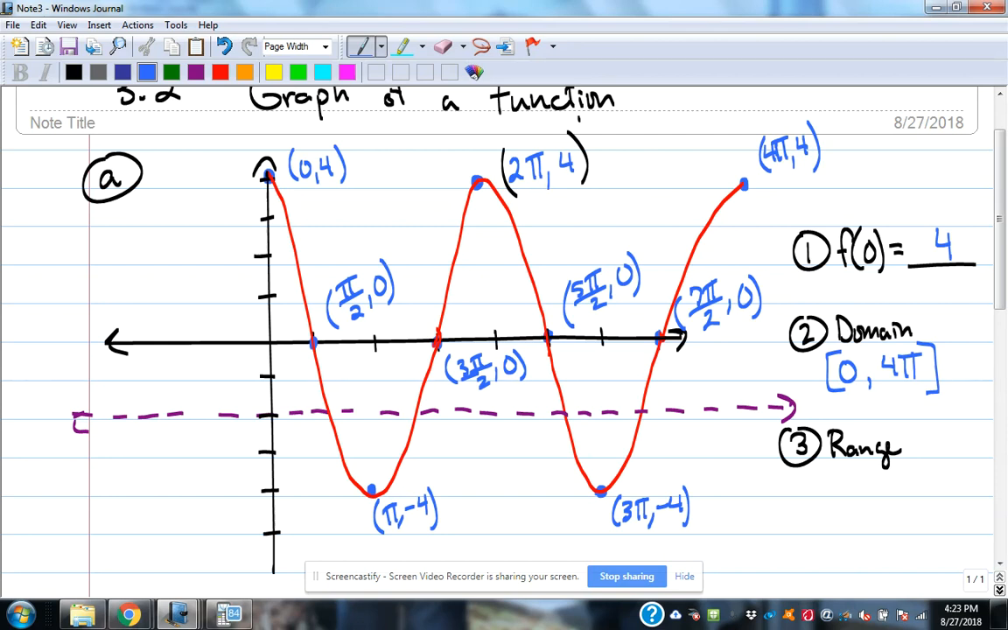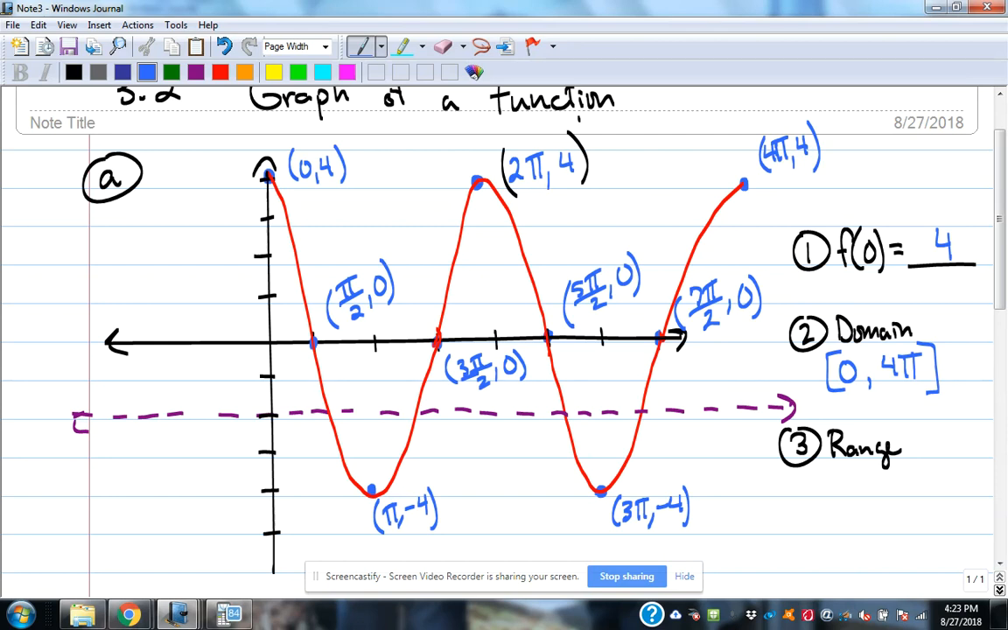Domain is x's, range is what? Y's. So range, we're going to read bottom to top. Okay? So if I'm reading from bottom to top, what's the lowest y value that I come in contact with? -4. Both of these have to have a -4. It doesn't matter if they're the same, so just pick one of them. And then what's the highest y value that I have? 4. Are there any empty circles in between? No. So that means all of the y values from -4 all the way up to +4 are used.